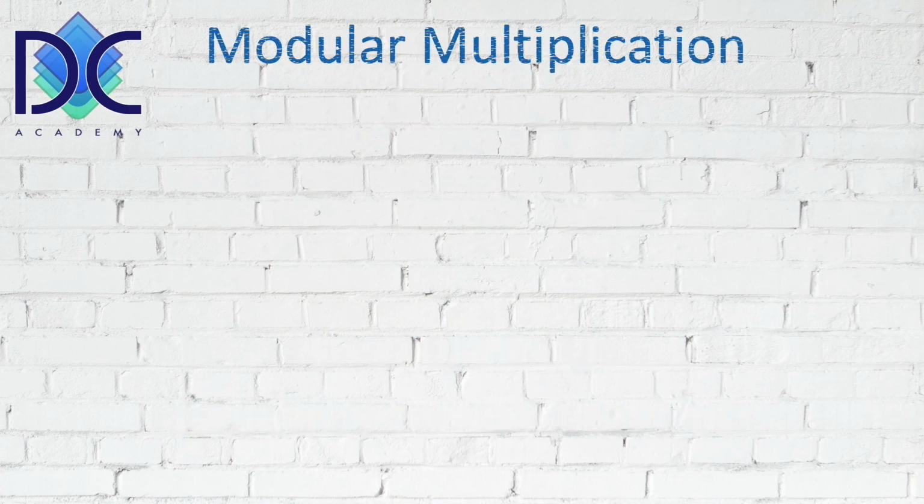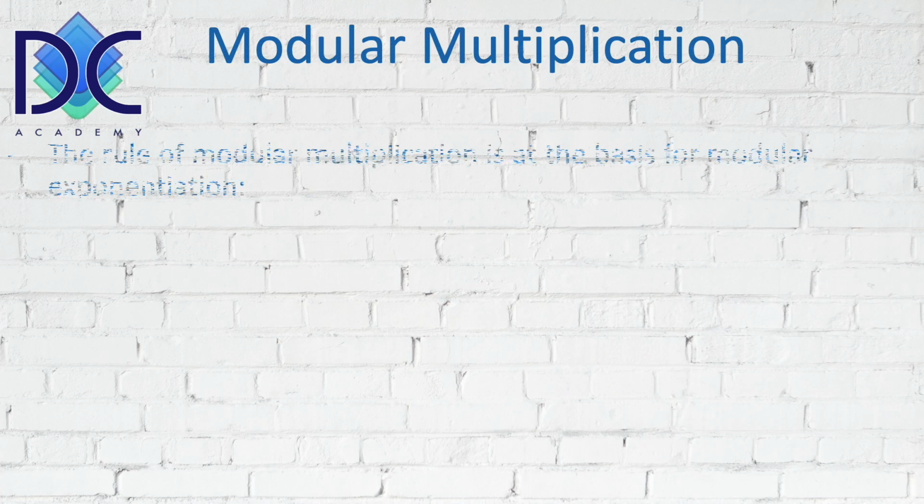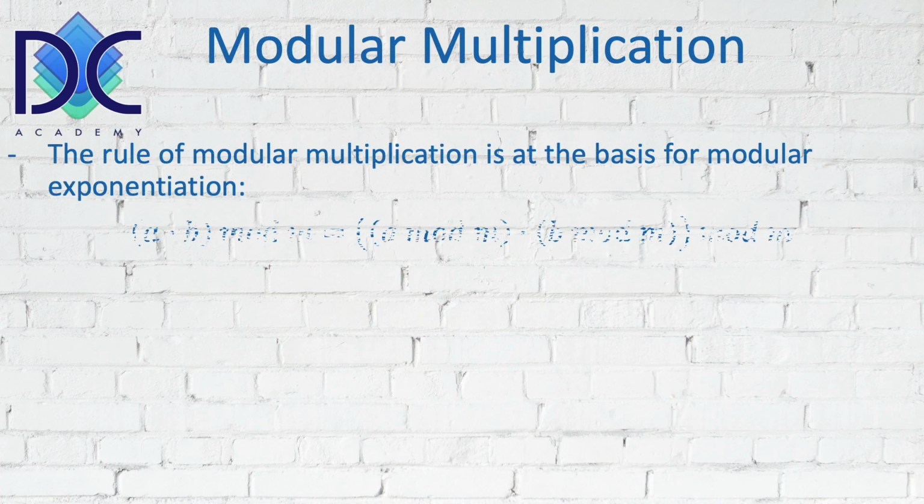When we look at modular multiplication, we know that we have different rules for multiplication. So the product of A times B modulus M can be written as A modulus M times B modulus M, and we take the modulus M of that.